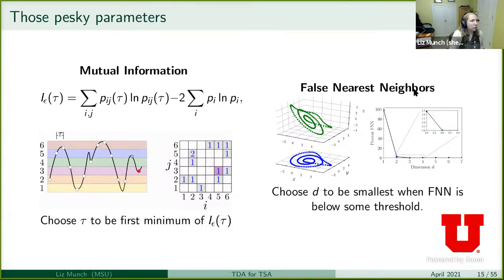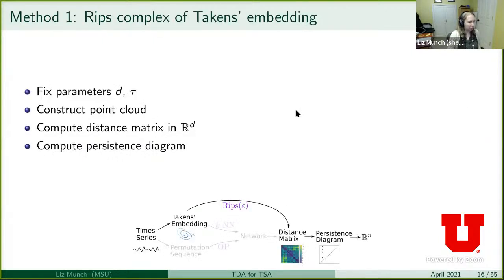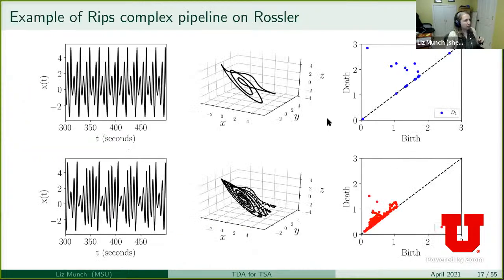Okay, so here's our first way of getting through this pipeline. How do I get from time series to persistence diagram to vector representation? I've got my parameters d and tau. I can construct my point cloud, compute my distance matrix, and just compute the persistence diagram. This is basically well studied at this point, so I can do the standard Rips complex point cloud version of everything I want to do. Here's an example of doing that.